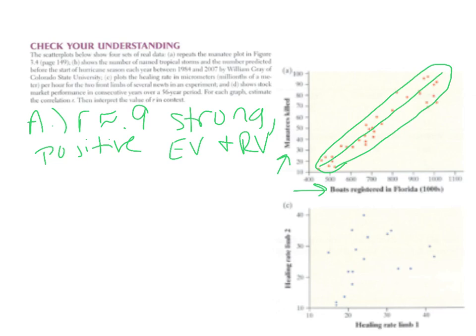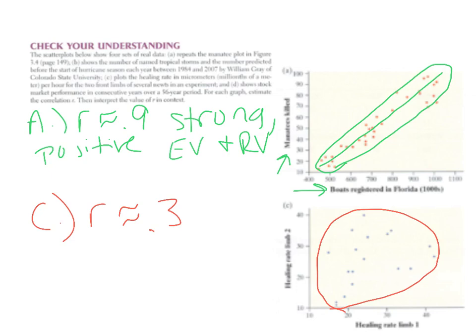So let's look at C then. C is a little bit tougher. My circle here is a lot more of a circle, less of an oval, so my correlation is going to be a lot lower. We have a correlation here of approximately 0.3. In context, that means there is a weak, but still positive, linear relationship. I really should have said linear up here too.